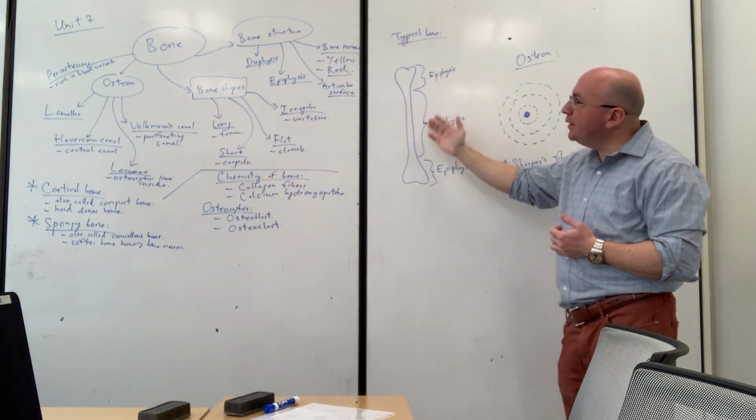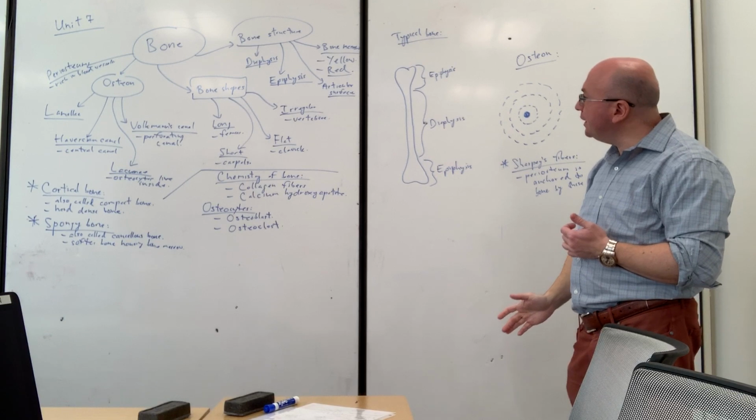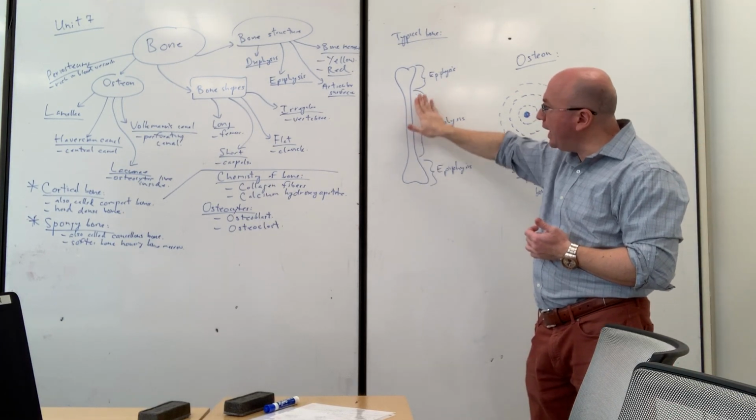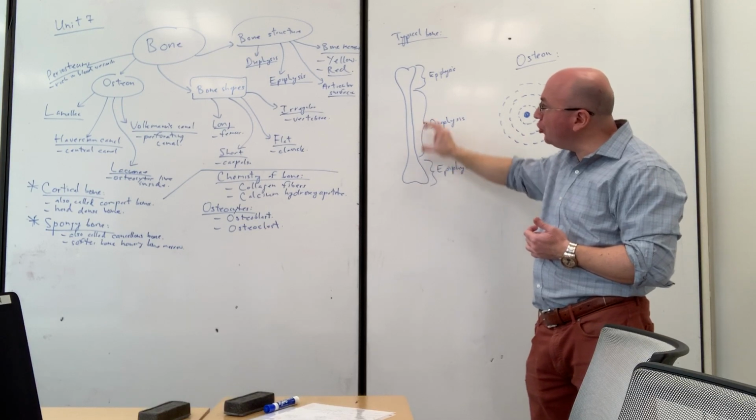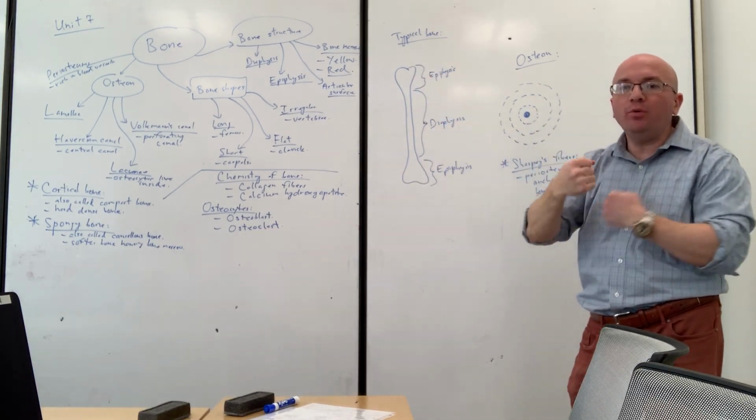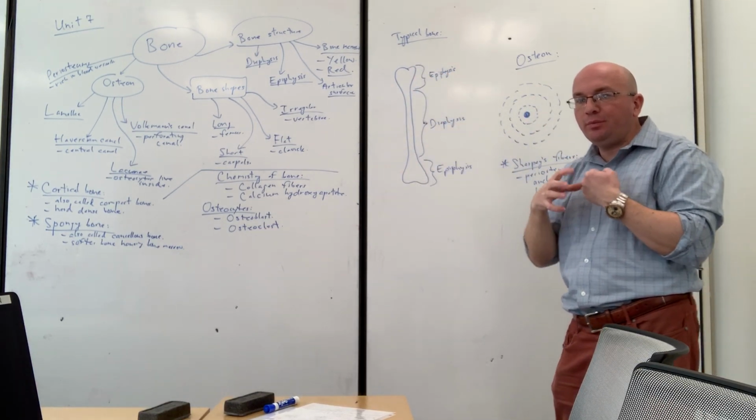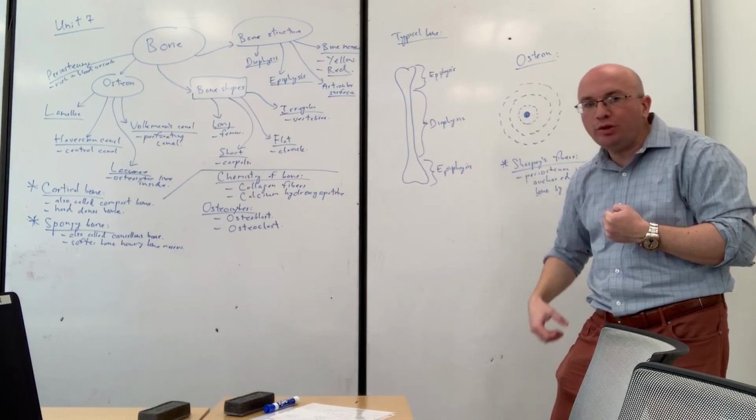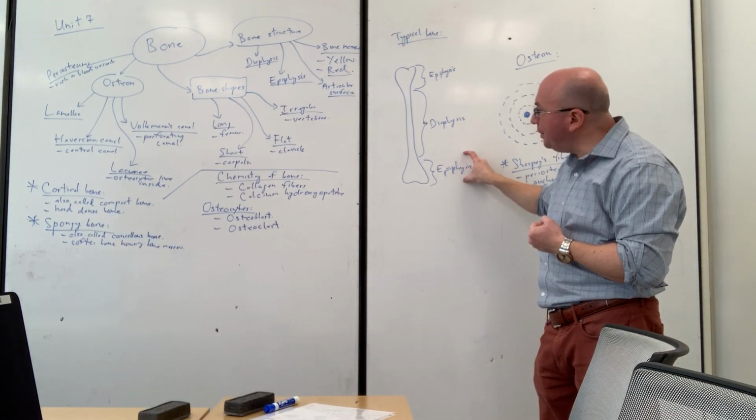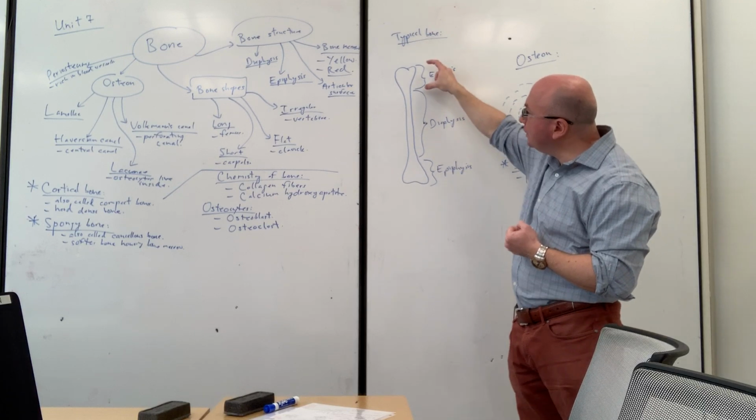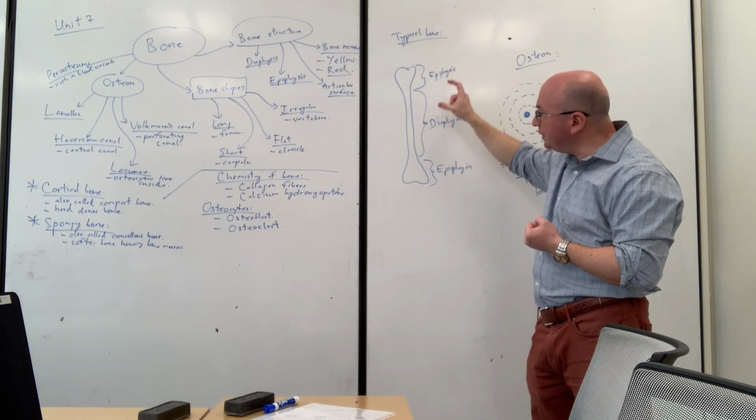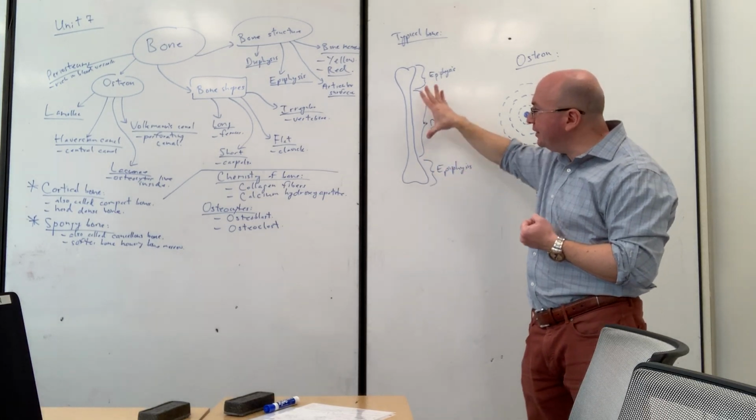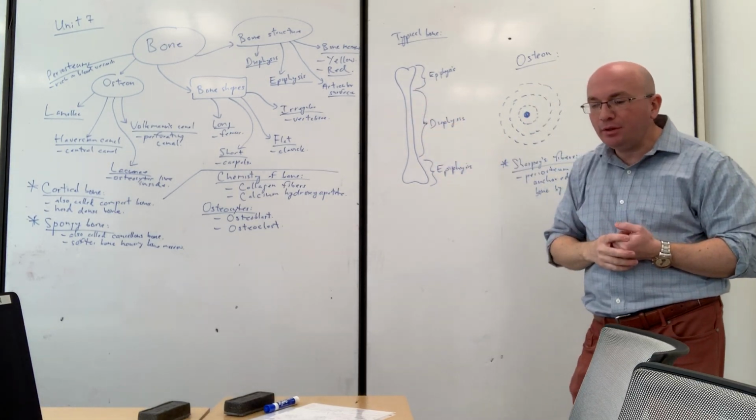Now, when you're looking at a typical bone like this, most of the bone, the shaft of the bone, is the diaphysis. On each end, where the bone will join with another bone, making some kind of joint, like a knee joint or a hip joint, this is going to be the epiphysis. So epiphysis at the top, and at the bottom, same kind of epiphysis. Diaphysis is the shaft of the bone in the middle.